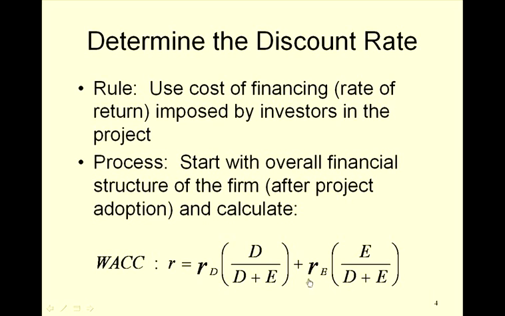Now, what we want to do is to take the average of the cost of debt and the cost of equity, where each is weighted by the percentage of our assets that are financed by debt or equity. So the weight for the cost of debt is debt divided by debt plus equity, or debt divided by assets. And the weight for the cost of equity is equity divided by debt plus equity, or equity divided by assets.